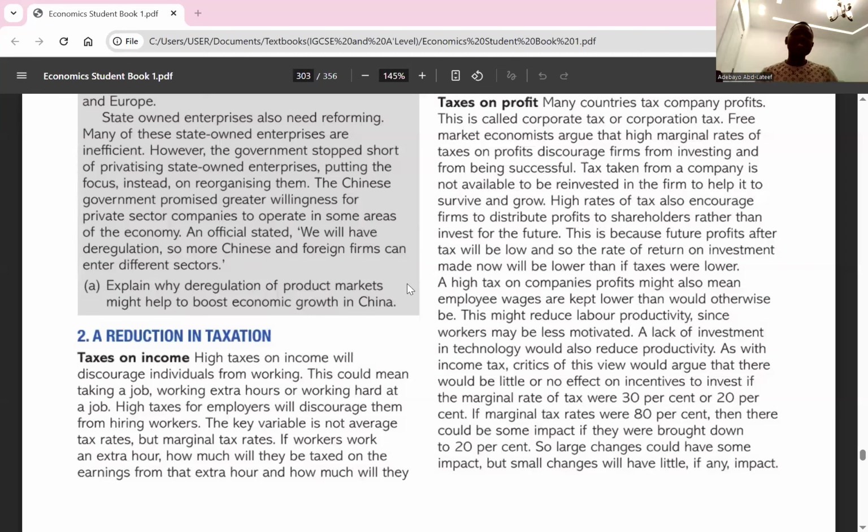So for taxes on profit, it reduces firms' investment. They don't want to invest more. That's the first point. And the other one is that firms might decide to reduce wages of their workers. And if wages of workers are reduced, what happens? They don't have that motivation to work harder. So that reduces productivity. And if productivity reduces, the supply curve will not increase. Do you get the point here? Yes, sir.